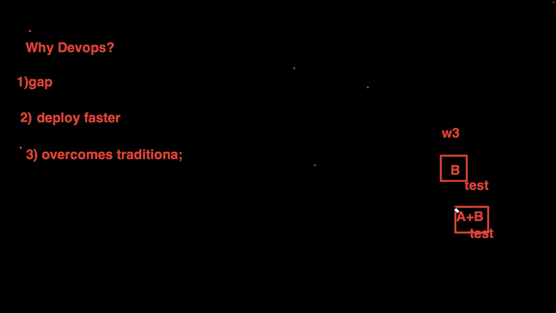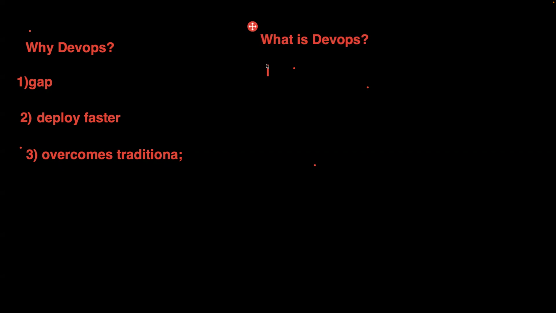Yes, ma'am. So these are some of the challenges which led to DevOps. Now, what is DevOps? DevOps is nothing but a methodology, a process, which makes deployments faster, eliminates the gap between the teams, and overcomes the challenges posed by traditional methodologies like Agile or Waterfall. To understand this, let me tell you, it's a methodology.